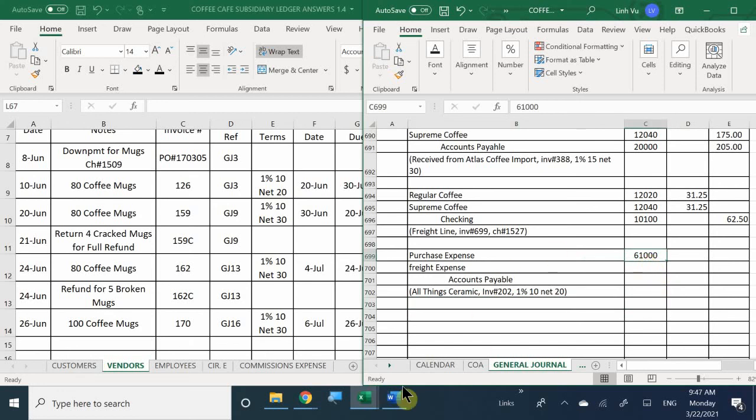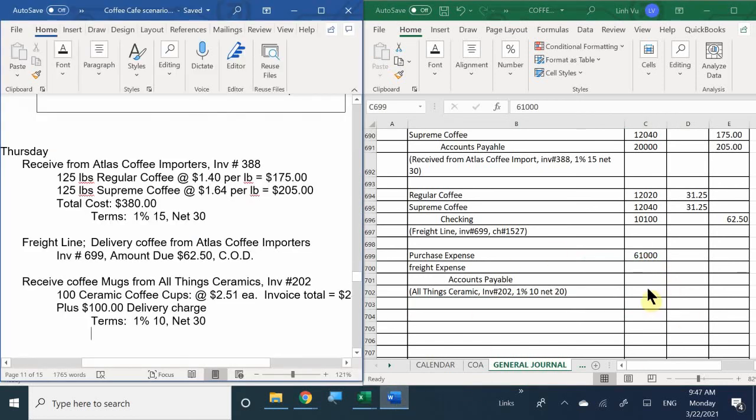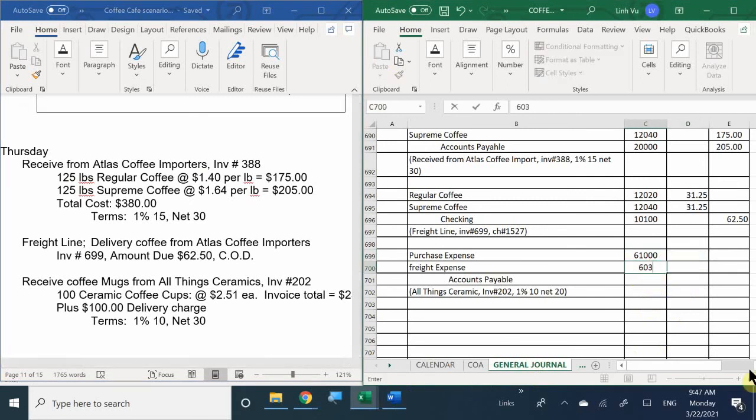Okay. So let's take a look at how much we owe. Yeah, if you want to put in the account numbers, it's 6,320,000. Yep. Okay, so how much was my purchase expense for? 251. $100 for freight. So therefore, what is my total accounts payable for? 351. Okay, invoice, All Things Ceramics. Invoice number 202, 1% 10 net 30. Oh, it is 30. Gotta fix that typo up there too.